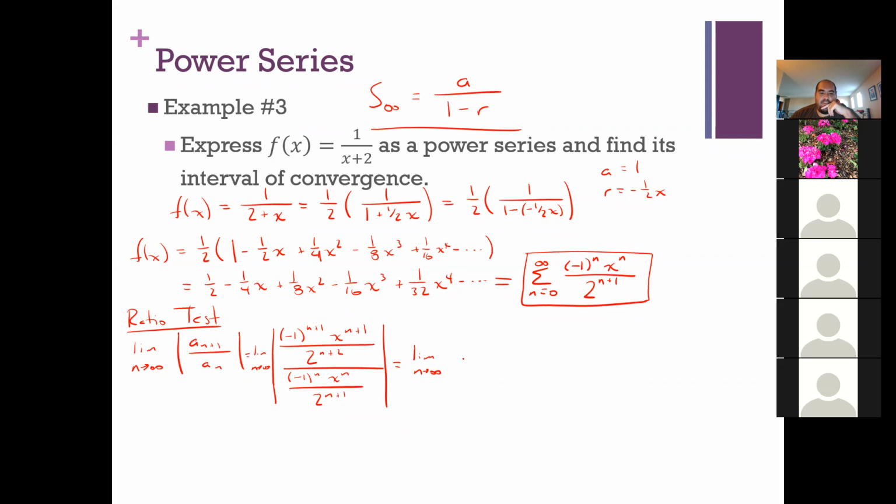I'm going to be left with x in the numerator, and in the denominator, I'm going to have 2. That's going to give me absolute value of x over 2 is less than 1. If I solve for the absolute value of x, I get absolute value of x is less than 2.